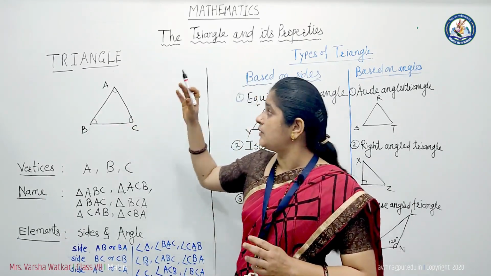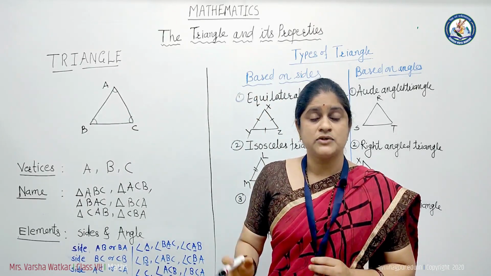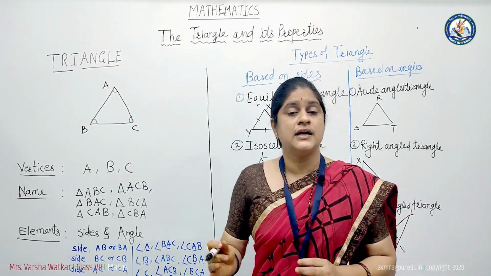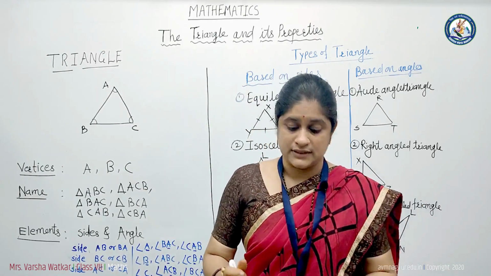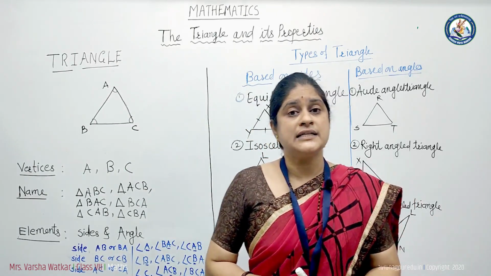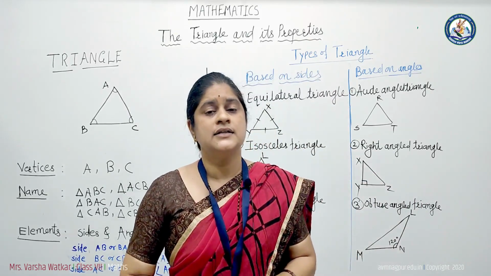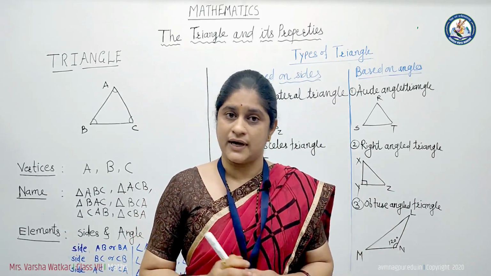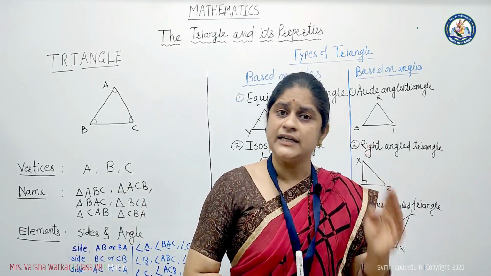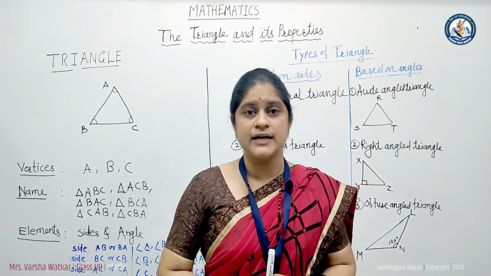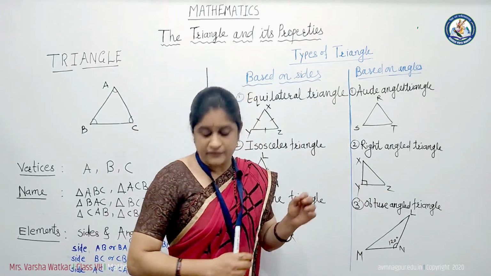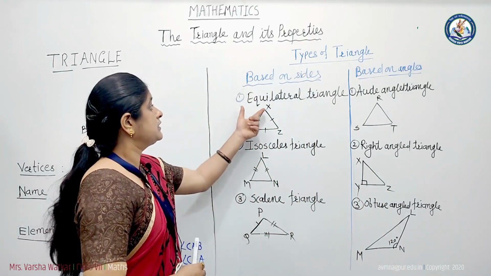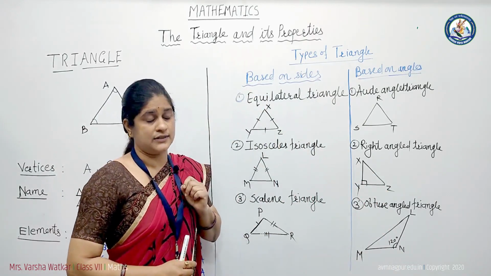So this is all about the triangle, the names of the triangle, vertices of the triangle and elements of the triangle, that is three sides and three angles. Now based on the three sides and three angles, there are different types of triangle. There are three types of triangle based on their sides and three types based on the angles. One by one we will understand. First, the three types of triangle based on the sides.